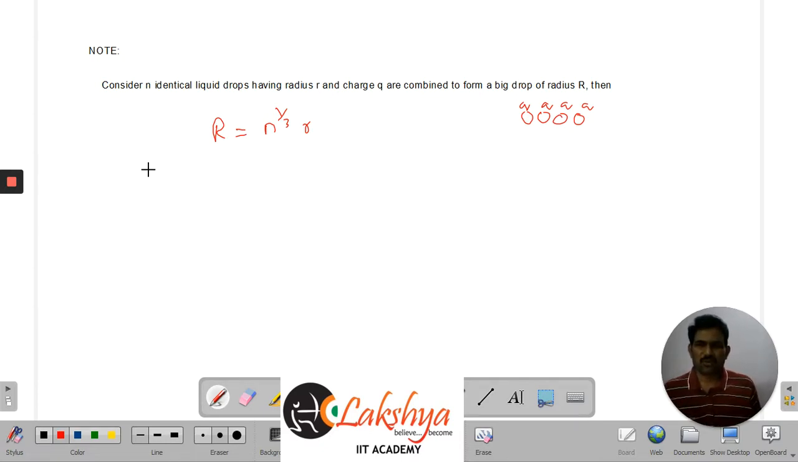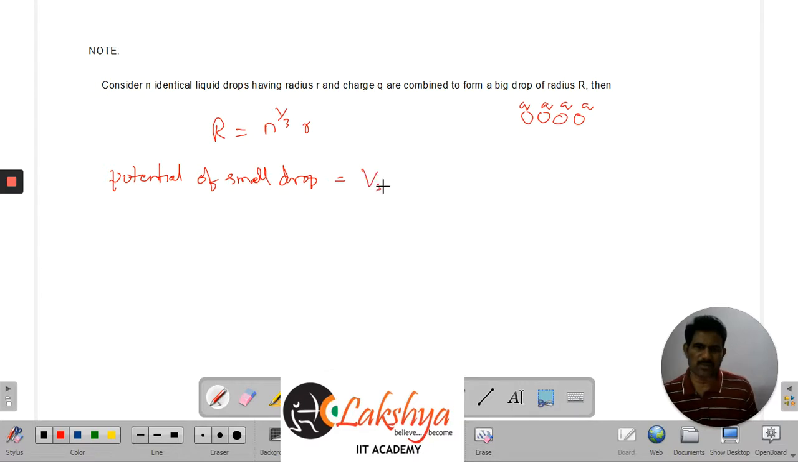Now the potential of this small drop, I am taking it as some Vs, potential of the small drop. We can write it simply as kq by r. Now such n drops are combining with each other, so the total charge on the big drop we can write, that means now the potential of the big drop we can write.